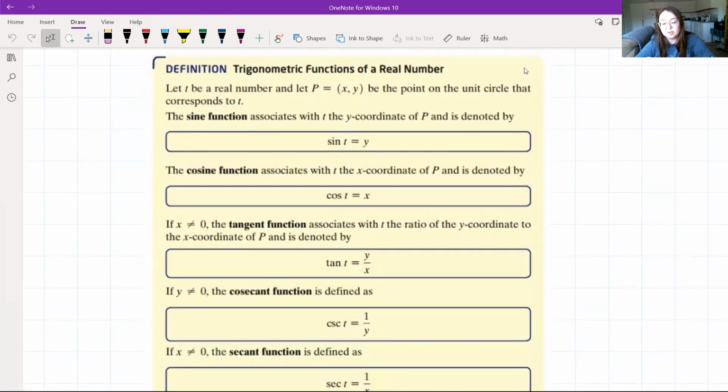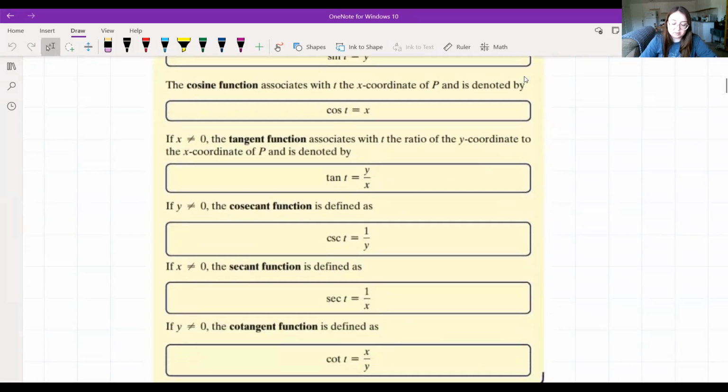So for our definitions of the trigonometric functions of a real number, we want to let t be a real number and let p equals x comma y be the point on the unit circle that corresponds to t. The sine function associates with t the y coordinate of p, and it's denoted by sine of t is equal to y. Then the cosine function associates with t the x coordinate of p and is defined by cosine of t is equal to x. Then if x is not equal to 0, the tangent function associates with t the ratio of the y coordinate to the x coordinate of p and is denoted by tan of t is equal to y divided by x.